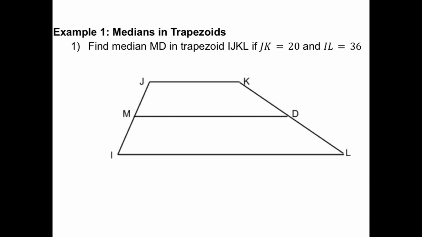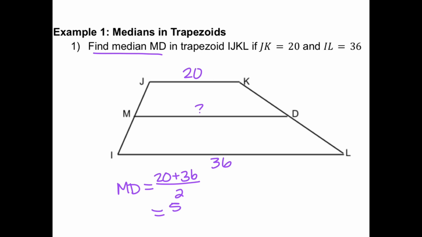So let's take a look at this problem. We have the median. We're supposed to find the length of the median in this trapezoid. JK is 20, IL is 36, and we're trying to find MD. Well, MD is the median, so I take the lengths of the bases, I add them up and divide by 2. So that's going to be 56 divided by 2, so MD has a length of 28.